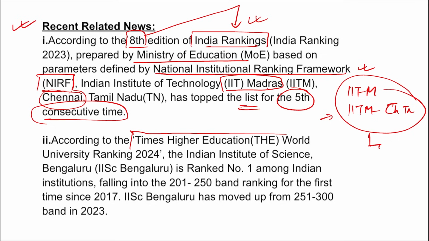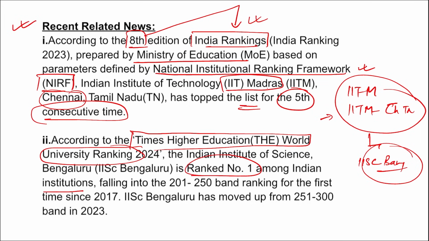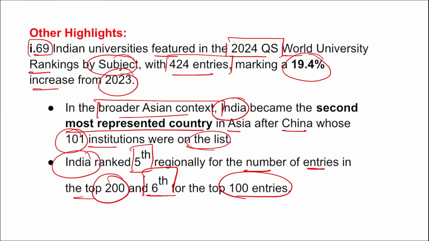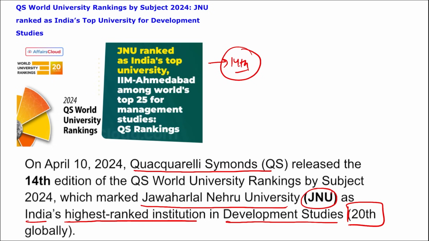Then, if we talk about the Times Higher Education World University ranking, Indian Institute of Science Bangalore, IISc Bangalore, right, they ranked number 1 among the Indian institutes, falling from the 201 to 250 band for the first time since 2017, and IISc Bangalore has moved up from 251 to 230 band in 2023, right? So just have an idea. If we are talking about QS, it was QS's 14th edition of this World University ranking by subjects that was released. If we talk about who is the CEO of QS, it is Jessica Turner. Where is the headquarter? It is in London, UK.